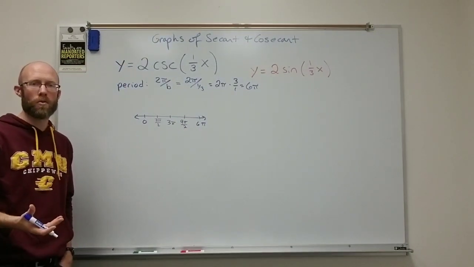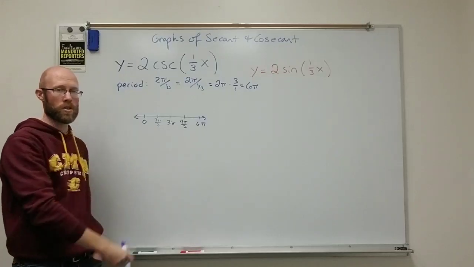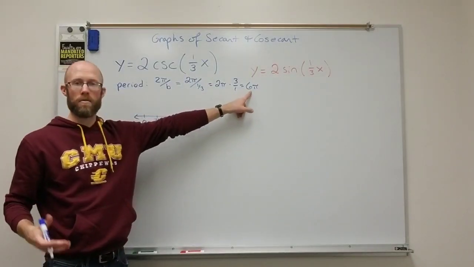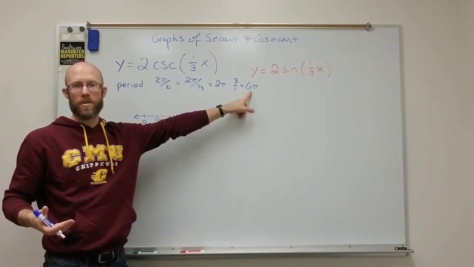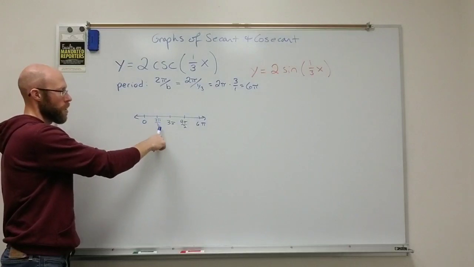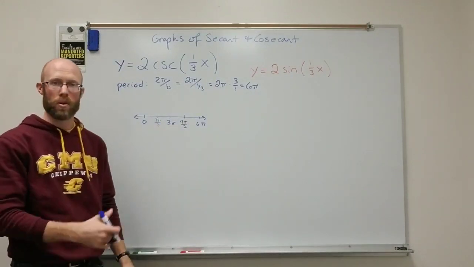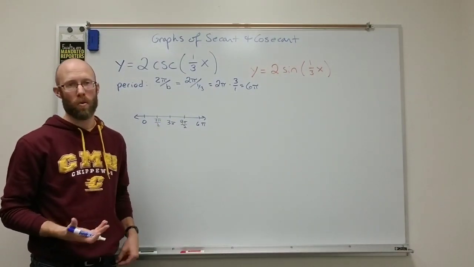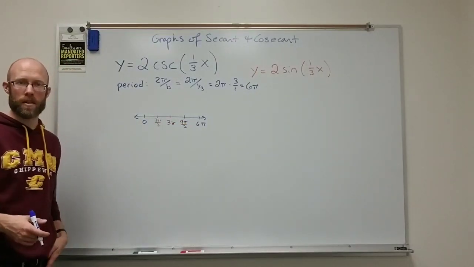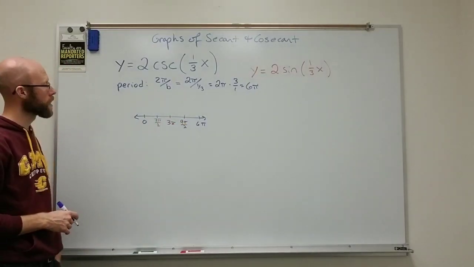Now you could, if you wanted to, if you didn't know those fractions quickly, you could take 6 pi divided by 4 like we did in the past, and then add that quarter period to 0 and keep adding it 4 times until you get the 5 key points. I would just chop things in half here because I kind of know what those fractions are.